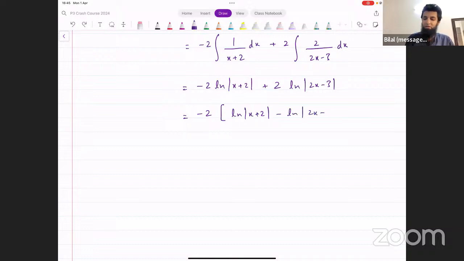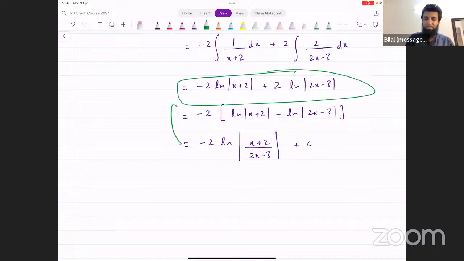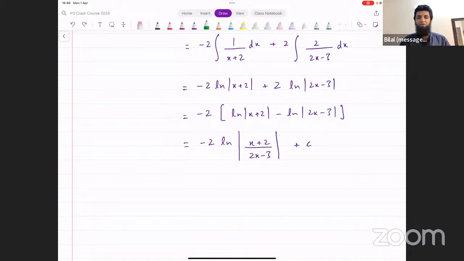And now what we can do is use the division law of logarithms, right? Ln of something minus ln of another thing, this is subtraction outside log. It would become division inside log. So we could write it as minus 2 times ln of x plus 2 over 2x minus 3 plus c. That is your final result. So if the examiner expects you to do this last step to convert these multiple ln terms to a single ln term, you have to do this using the multiplication law, division law, power law of logarithms. And that's your final result.